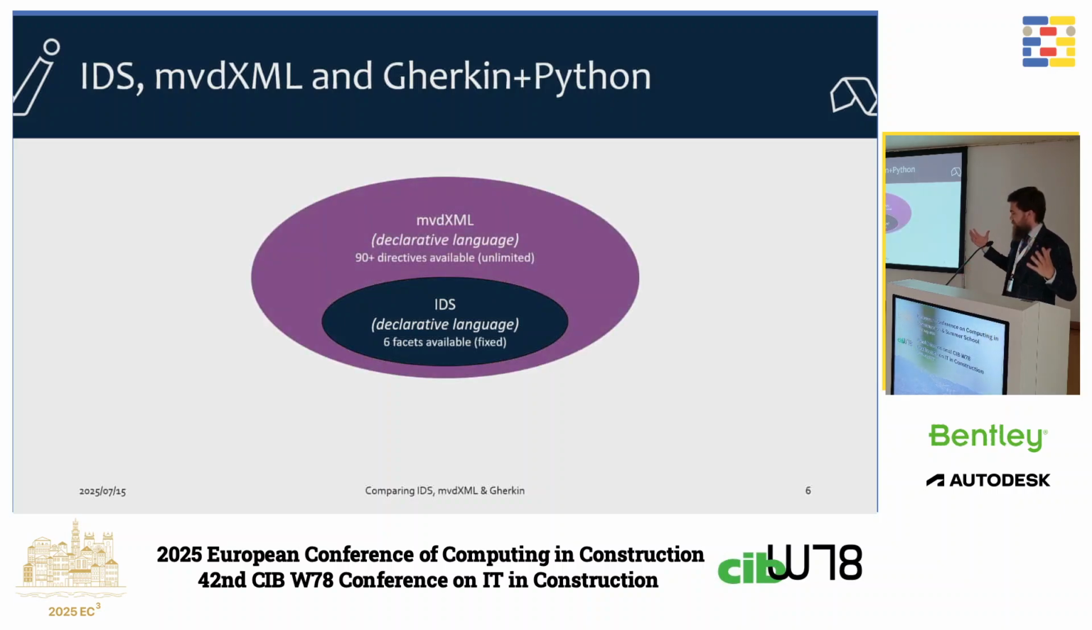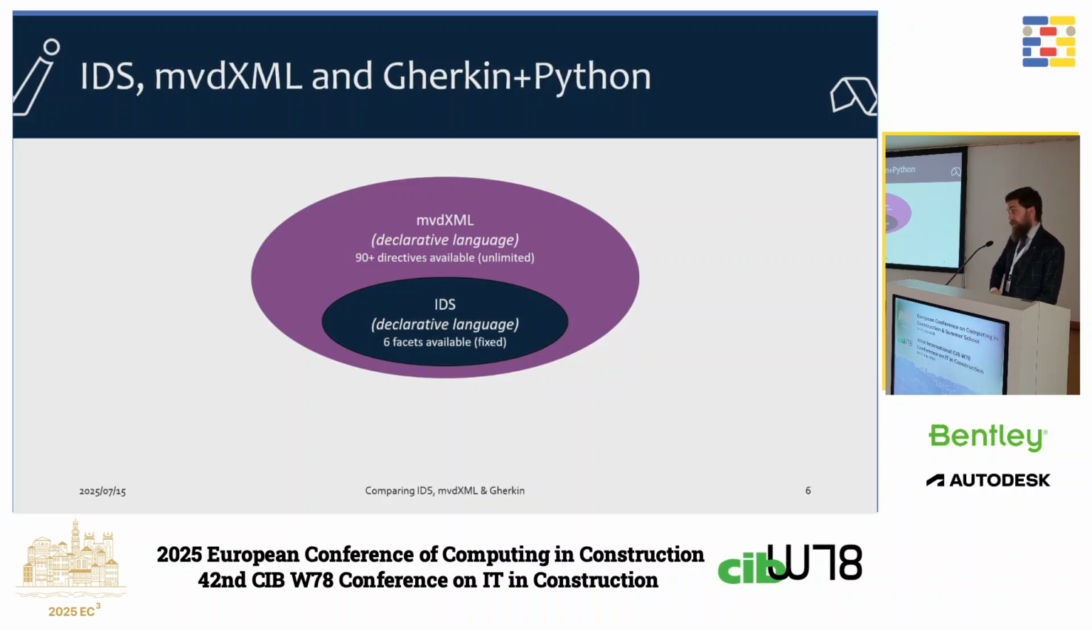A bit bigger vocabulary has the mvdXML. Again, it's a declarative language. You exchange mvdXML files, but you have an unlimited resource of how many different facets you want to be checking. So IDS has decided to hard-code 6 facets. In mvdXML, you define the facets yourself within the mvdXML file. So you're also capable of having different directives of what you want to be checking within the IFC file.